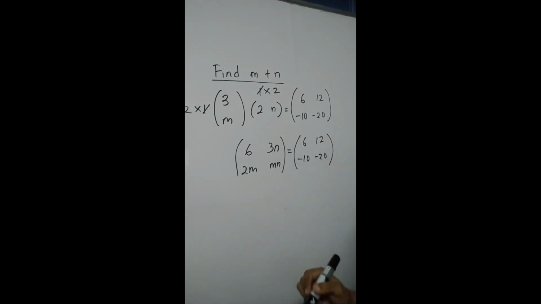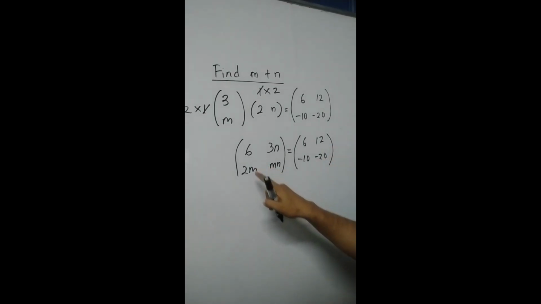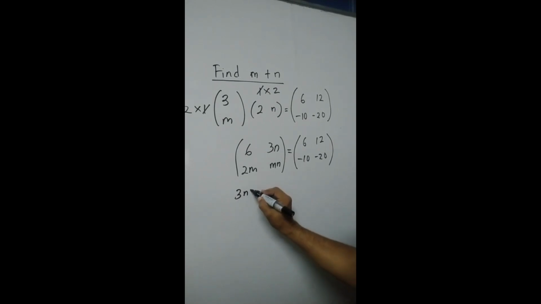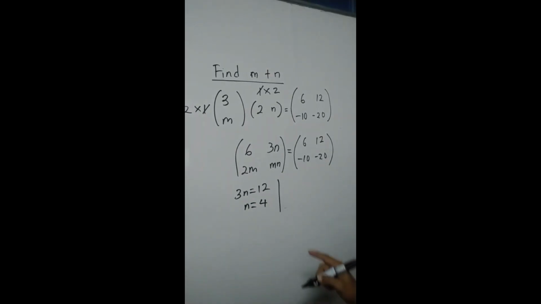Therefore, we can just compare. We have 6 equals to 6. 3n is equals to 12. So n is 4. 12 divided by 3 is 4. And then you have here 2m is equals to negative 10. So therefore your m is negative 10 divided by 2, which is negative 5.